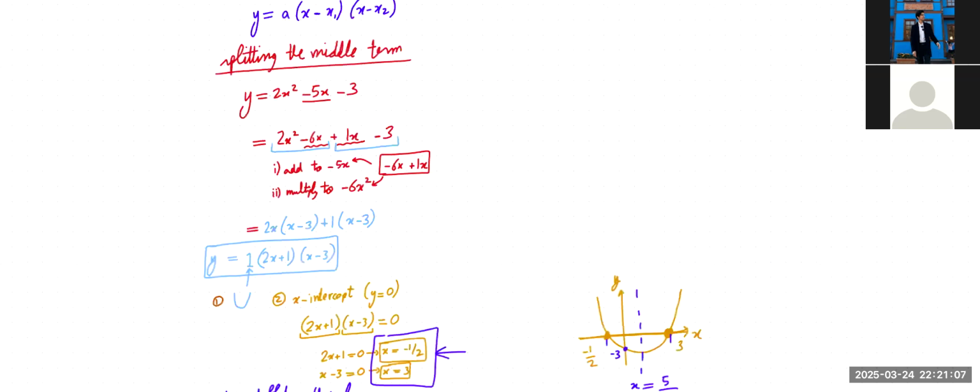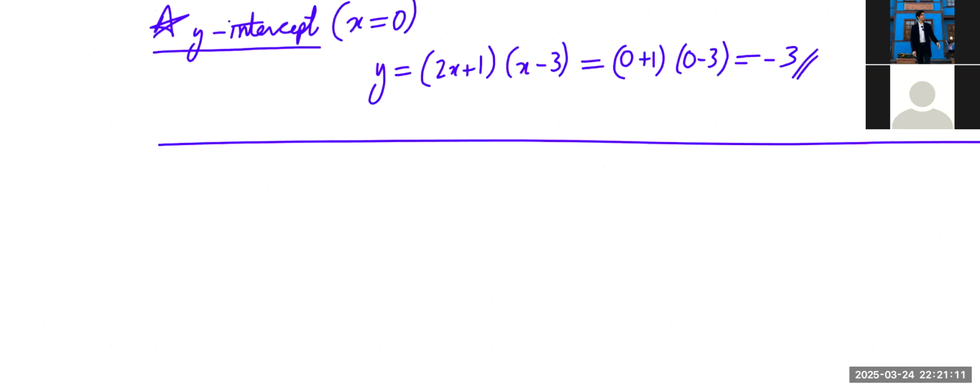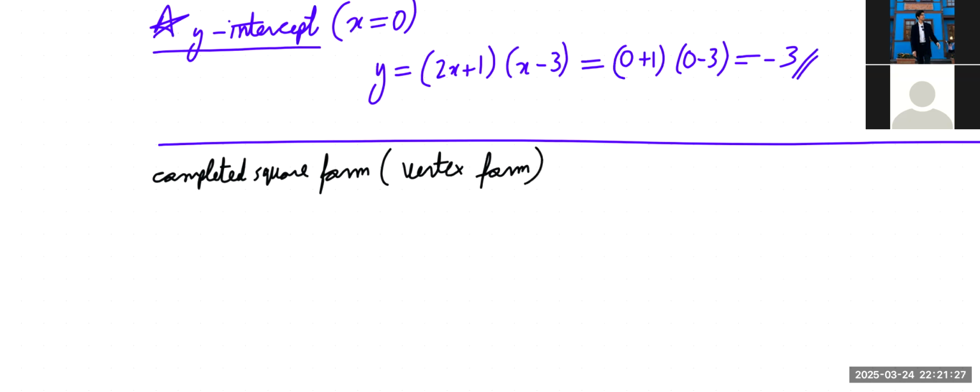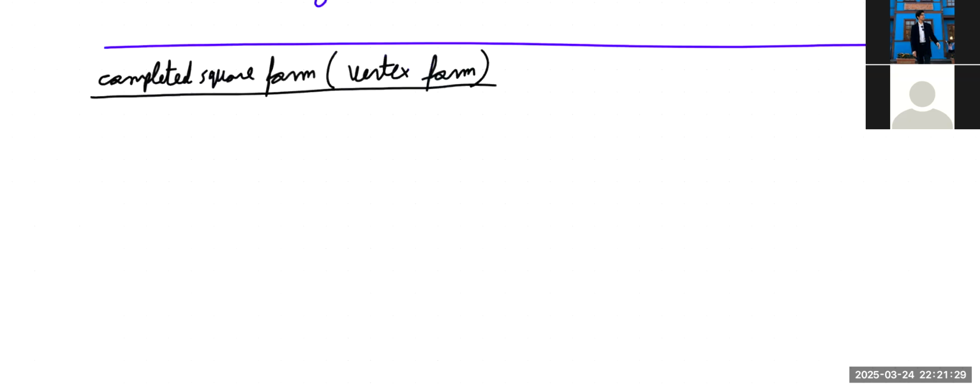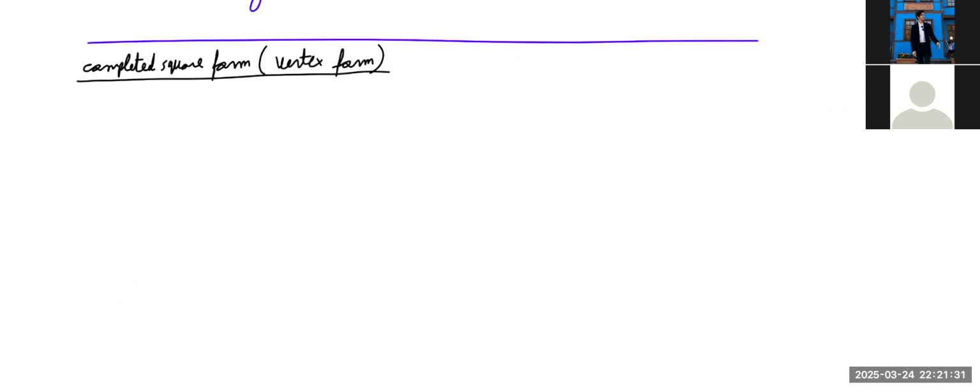And the final form that you need to know about, which has recently become my very favorite form, is the completed square form, also called the vertex form. There are two ways to understand this. Both of them lead to the same result. But I want to explain to you why we can factorize something in this way.